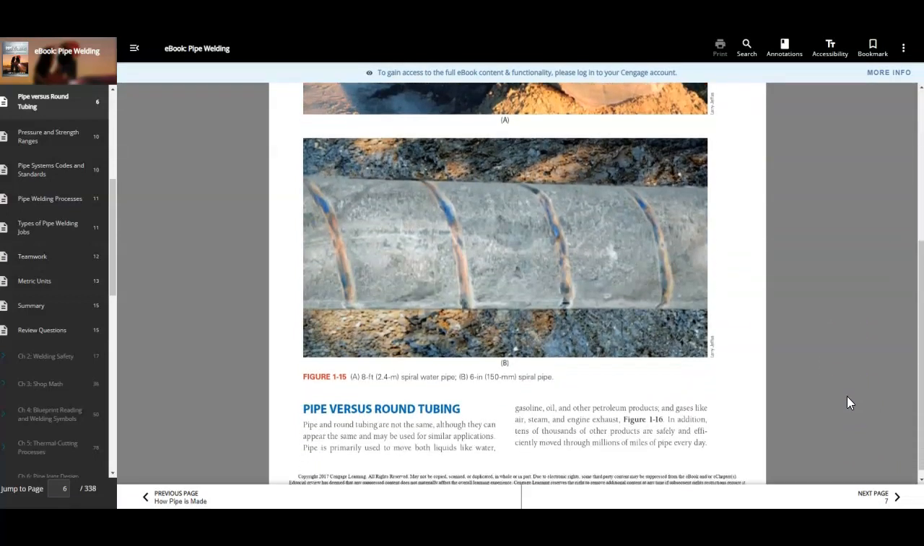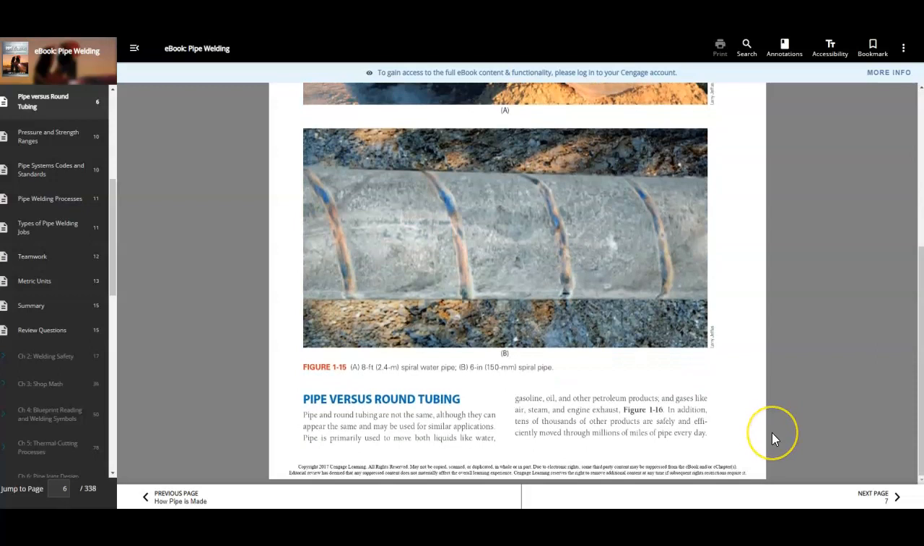Pipe versus round tubing. Pipe and round tubing are not the same, although they can appear the same and may be used in similar applications. Pipe is primarily used to move both liquids, like water, gasoline, oil, and other petroleum products, and gases, like air, steam, and engine exhaust. In addition, tens of thousands of other products are safely and efficiently moved through millions of miles of pipe every day.